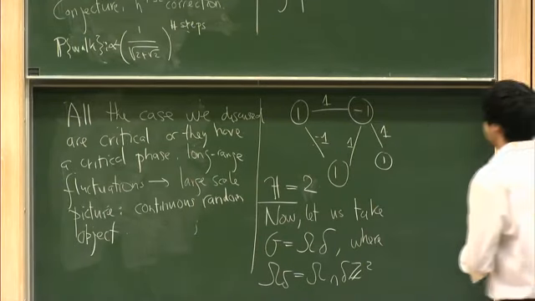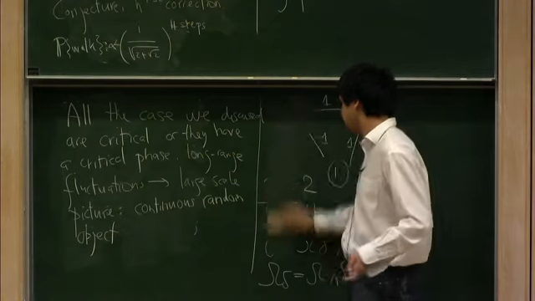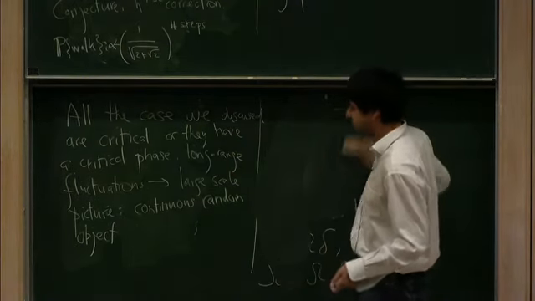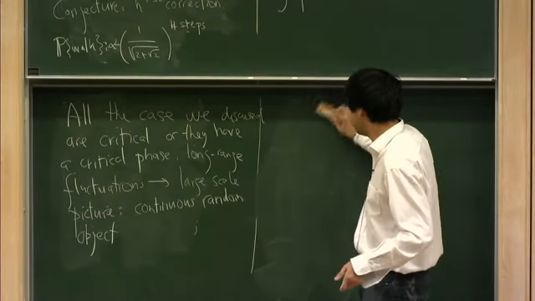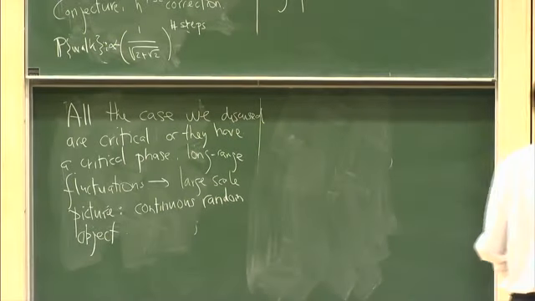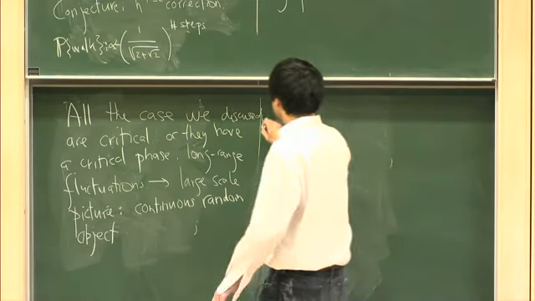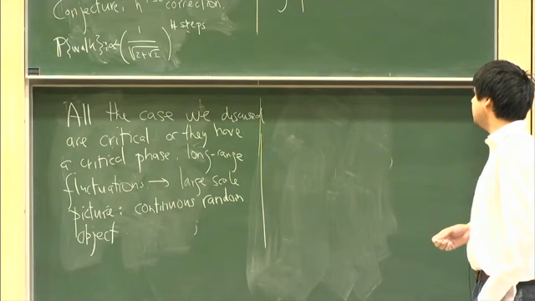What do I mean by this? First, it's not a mathematical statement that if you have long-range fluctuations, you can be described by a continuous random object. Yet it is something that is empirically true. For all the natural models we look at, whenever they have long-range fluctuations, they can be described by a continuous object.